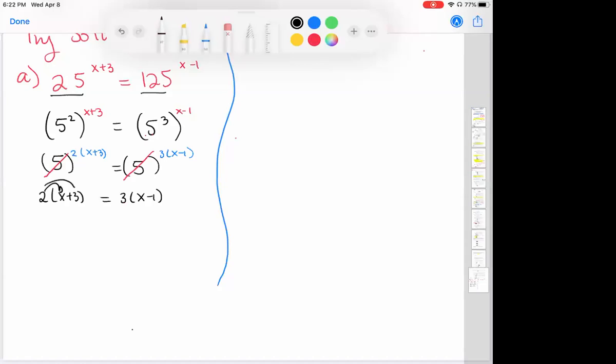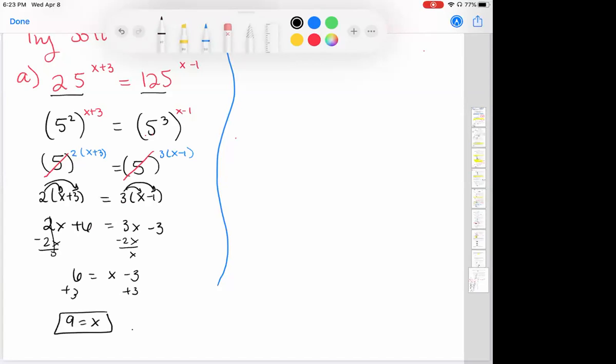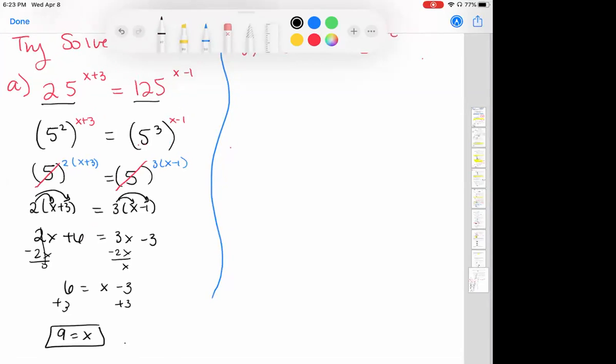We distribute. 2 times x is 2x. 2 times 3 is 6. 3 times x is 3x. 3 times negative 1, negative 3. Okay, I want to solve for x. So minus 2x, minus 2x, we get x. We're left with 6 is equal to x minus 3. Plus 3, plus 3. 9 is equal to x. That is A.